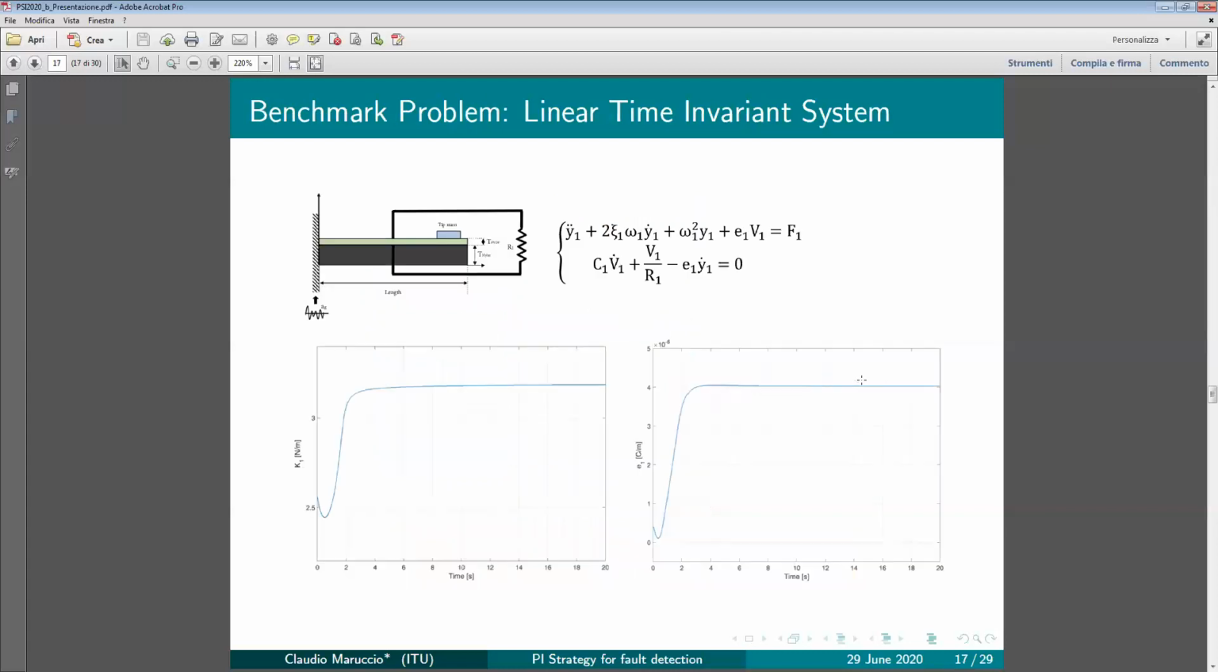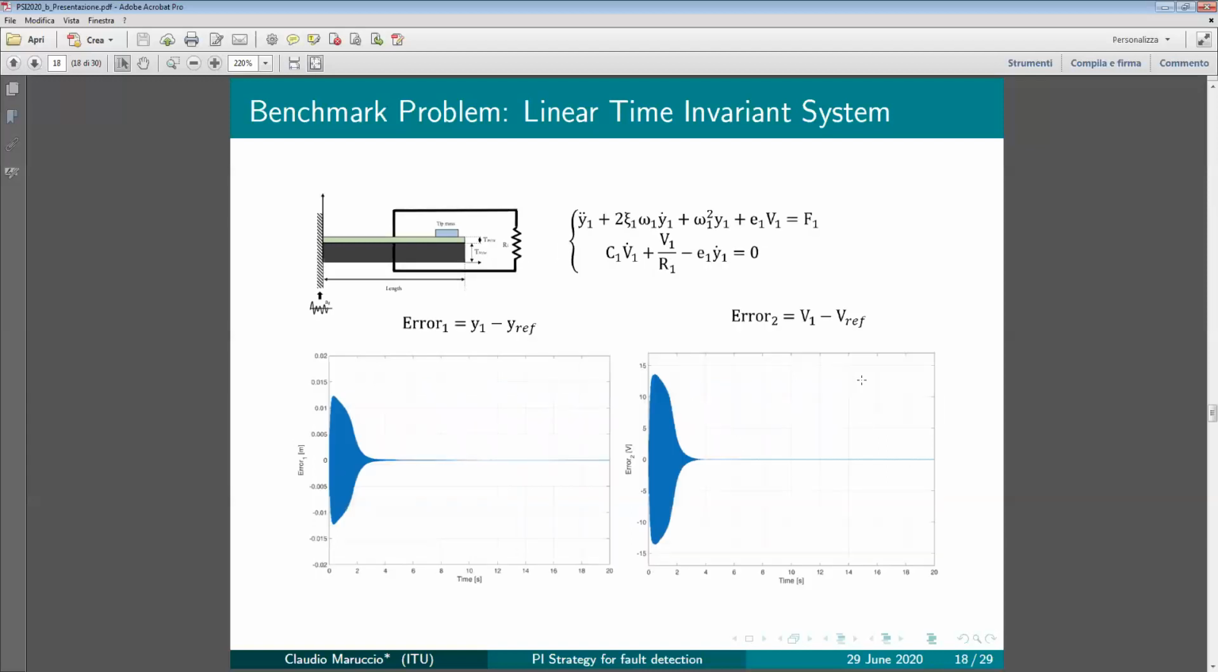This is the first benchmark problem. We have just considered linear time invariant systems, piezoelectric structures and energy harvesters that are forced by the ground, and the unknowns are the output at the electrodes and the tip displacement in the modal space. You can see that the parameter K1, that is the stiffness of the beam, is one of the unknown parameters. It evolves until it reaches an asymptotic value, that is the final value we want to identify. The same is true for the decoupling term E1.